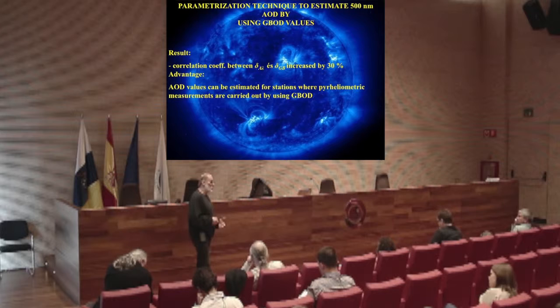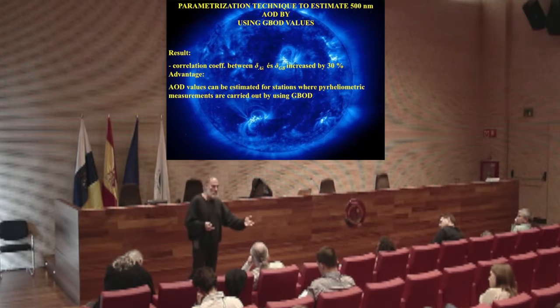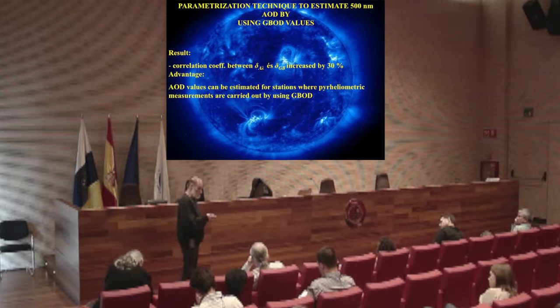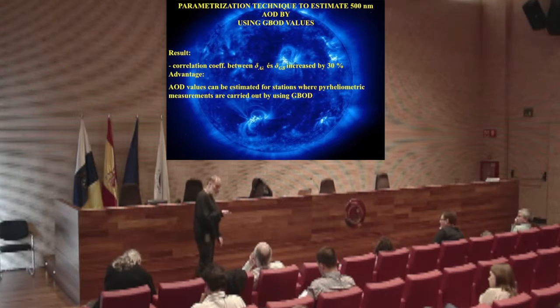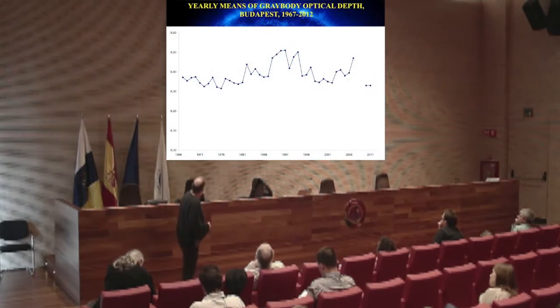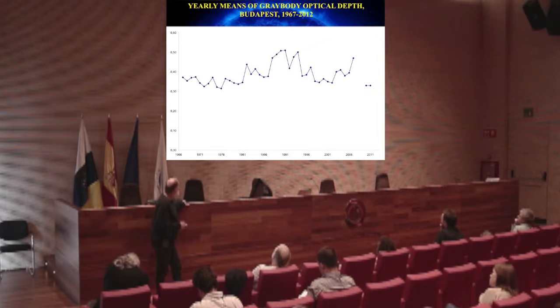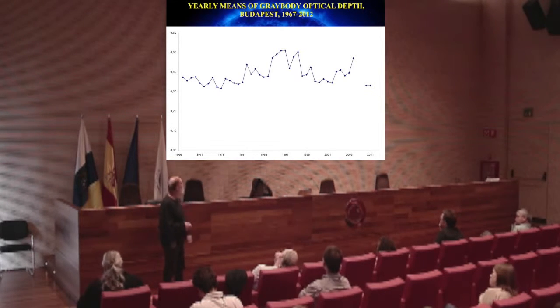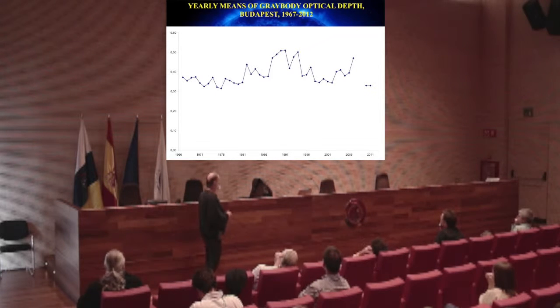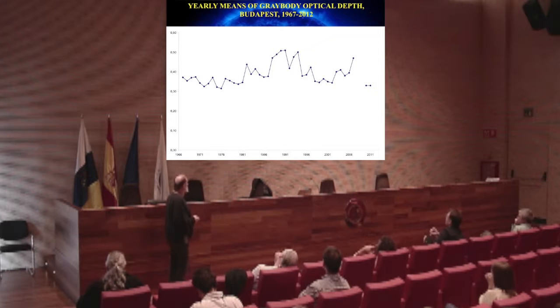So if somebody wants to know not the 500 nanometer but another wavelength, only the coefficients in the equation need to be changed. It is the yearly means of gray body optical depth for Budapest for that period. It shows that the transparency of the atmosphere was getting worse and worse from 1967, so it decreased until the early 90s, and from the early 90s the transparency of our atmosphere, the air column above Budapest, increased.